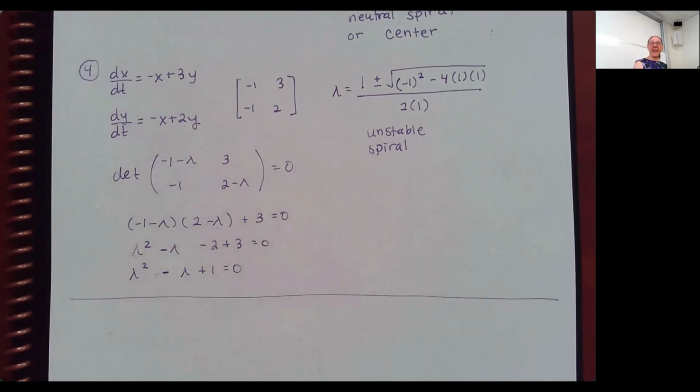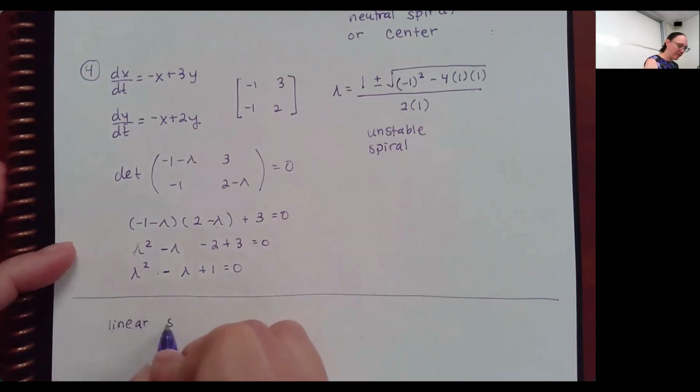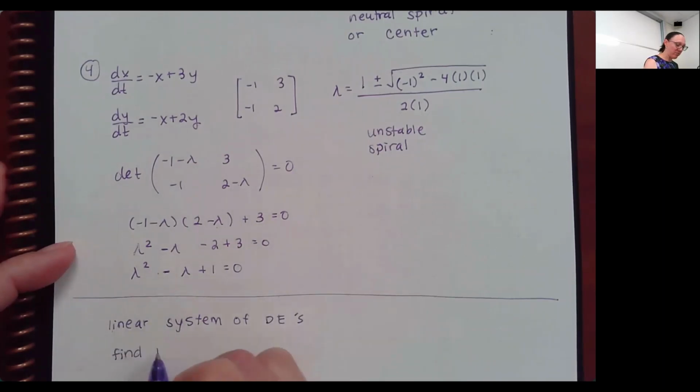So as a quick recap, for a linear system of differential equations, we're going to find the eigenvalues. I'm just going to call those lambda1 and lambda2. And if they're both positive, what do I know? If they're both negative, I've got one of each.